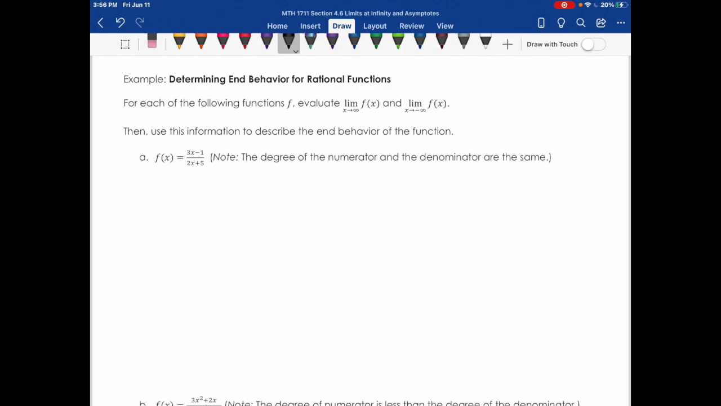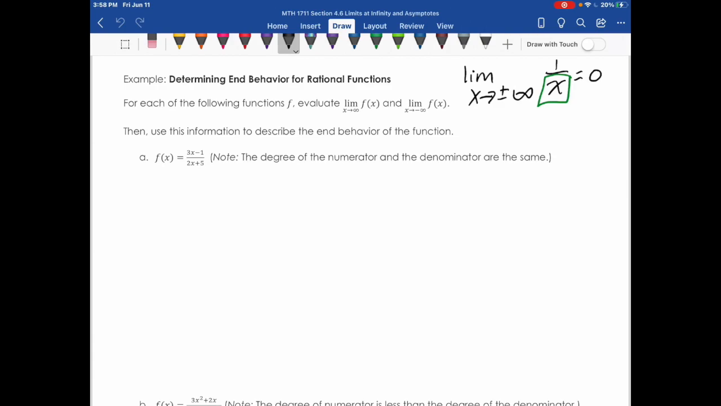In these three examples, A, B, and C, we're going to look at finding the end behavior of rational functions. And we're going to use the idea that the limit as x approaches positive or negative infinity of some fraction that has an x in the denominator and a constant on the top is going to be 0. Because as that denominator gets bigger and bigger, whether it goes to negative infinity or positive infinity, that whole fraction is going to get smaller and smaller, and so the limit will be 0. And we're going to use that idea when we find the end behavior of rational functions when we take the limit.